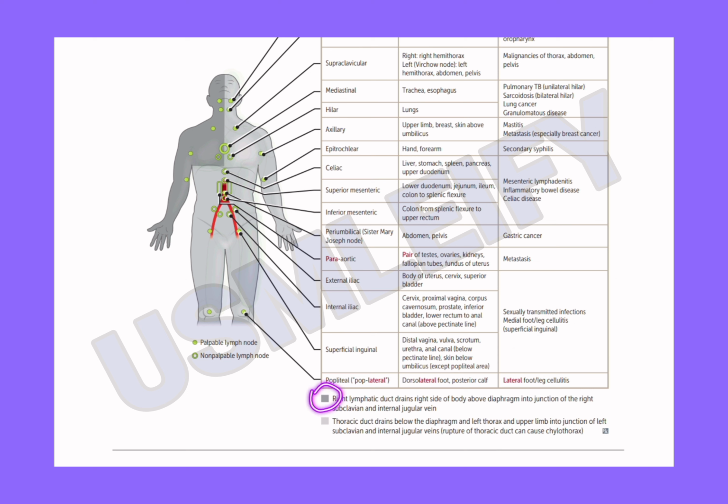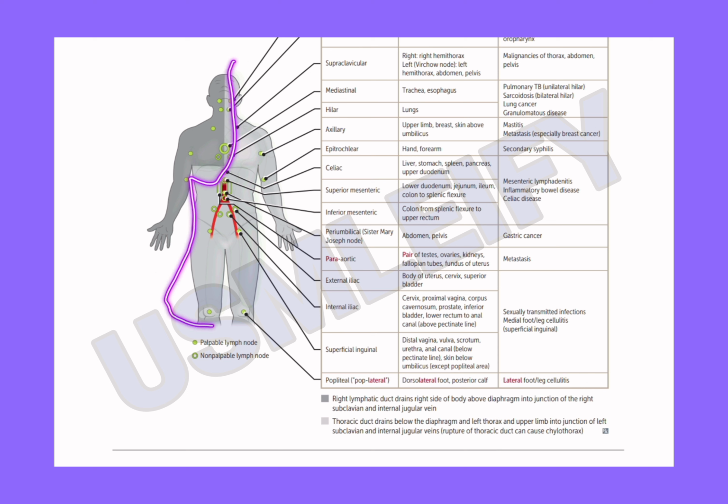Right lymphatic duct and thoracic duct. The colored ones are the palpable nodes, and the hollow ones are the non-palpable. The right lymphatic duct drains the right side of the body above the diaphragm into the junction of the right subclavian and internal jugular vein, whereas the thoracic duct drains below the diaphragm, the left thorax, and the upper limb into the junction of the left subclavian and internal jugular vein. Rupture of the thoracic duct can cause chylothorax.